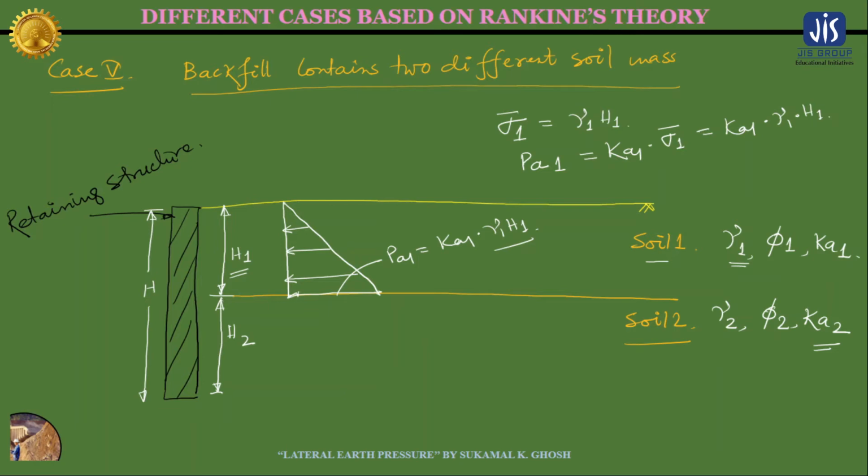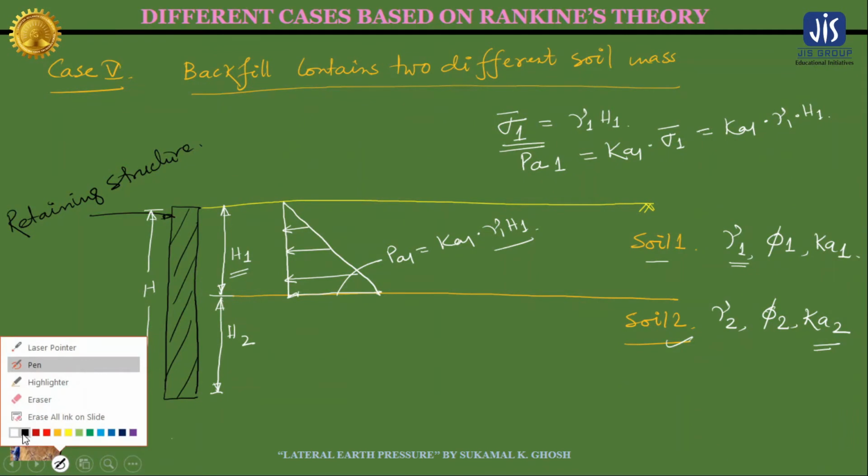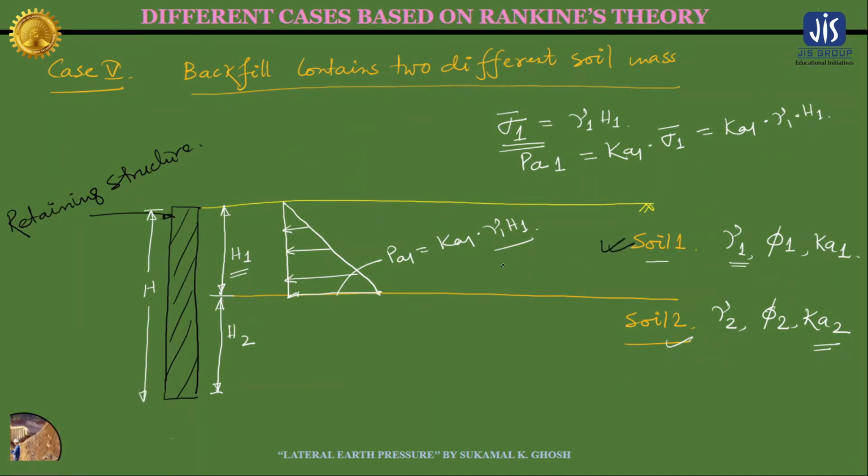Now soil 1, the first layer, will act as a surcharge on the second layer, soil 2. The value of the surcharge will be the same as the effective stress of soil layer 1. What I want to say is that soil 1 will act as a surcharge on soil 2, and the value of this surcharge will be sigma bar 1, that is gamma 1 into H1.